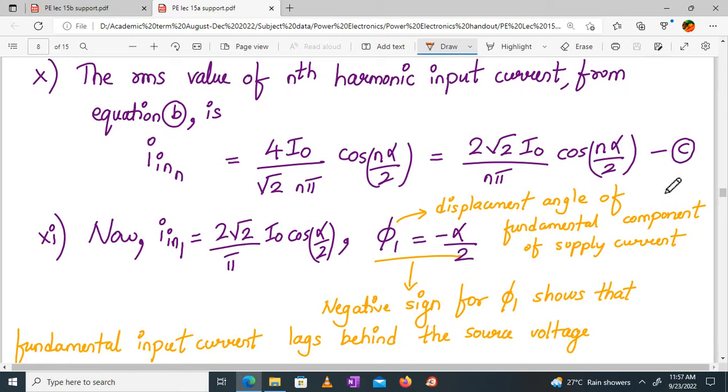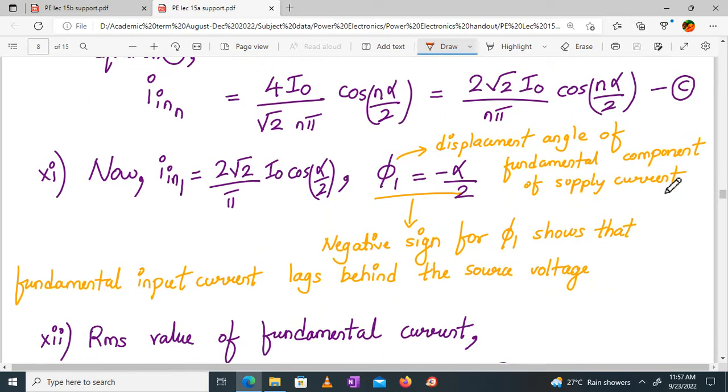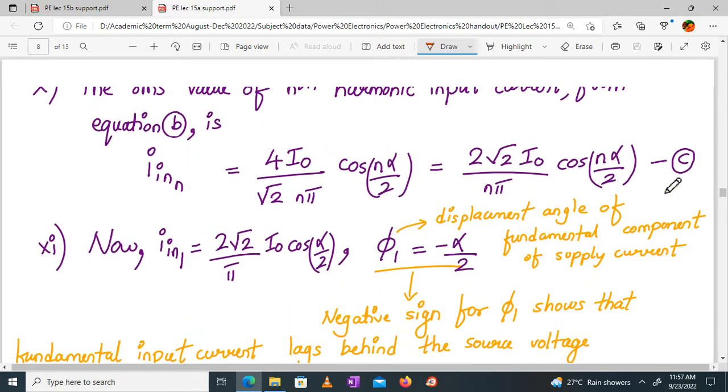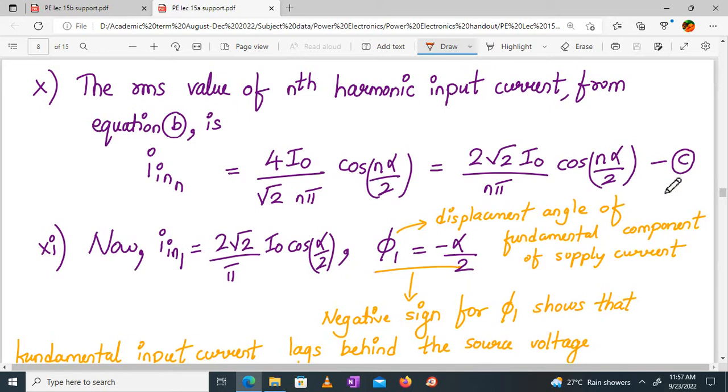You have written? Now write down what is phi. Listen carefully, everyone. If In of n is 2 root 2 I naught divided by n pi cos n alpha by 2, what will be the fundamental component of the current? Substitute 1 in place of n. So In of 1 will be 2 root 2 upon pi I naught cos alpha by 2. Understood? First fundamental component. What will the third harmonic be? Write 3 in place of n.